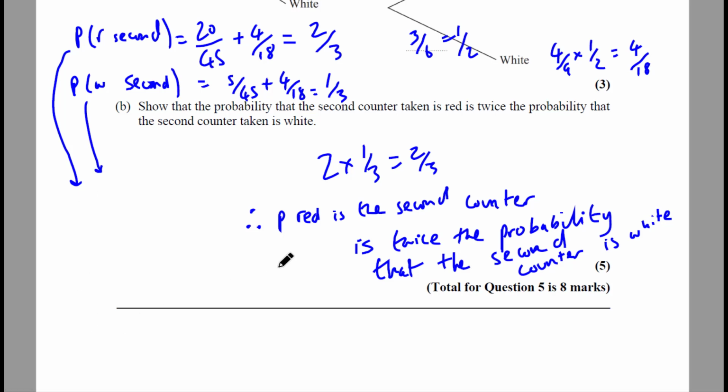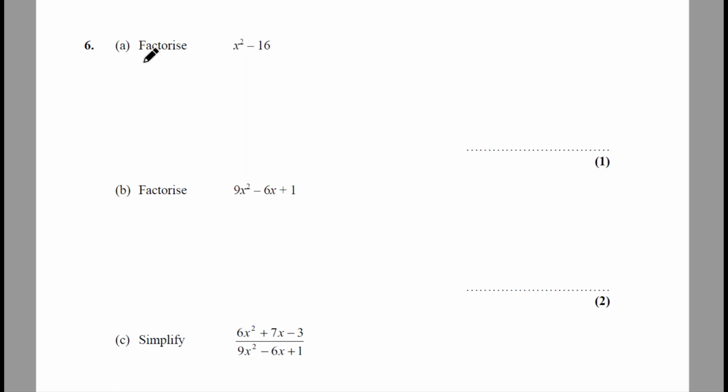And that's a communication mark here. So we're factorising here, which means put it into brackets. Notice that this is a squared number and that's a squared number because it's x squared. This is called a difference of two squares. So this is the answer factorised.